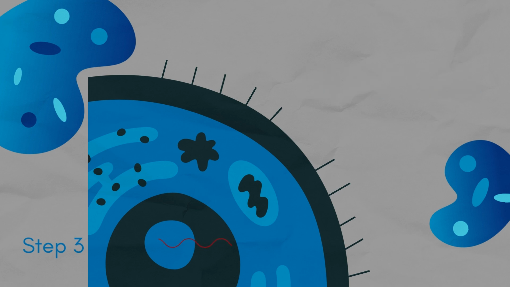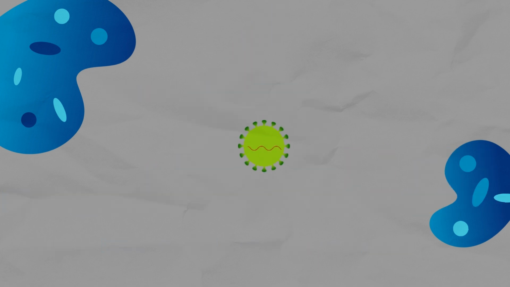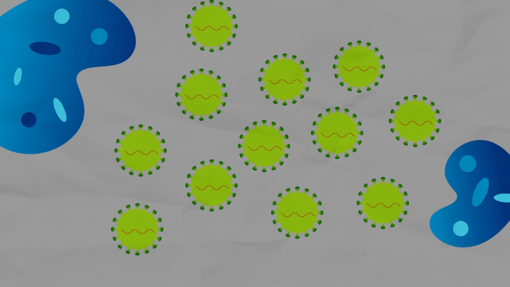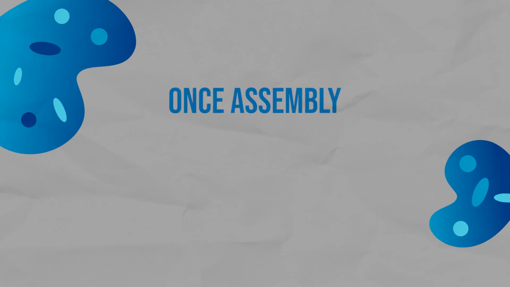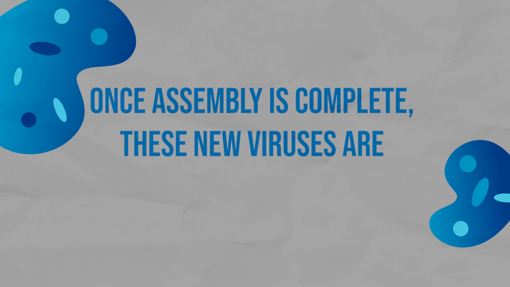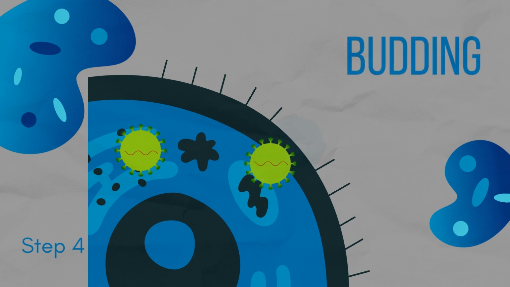With the viral genetic material, DNA or RNA, now inside the host cell, the virus hijacks the cell's machinery to replicate its genetic material and synthesize viral proteins. This stage is like a covert operation where the virus discreetly uses the host cell to make copies of itself. New viral particles are assembled from the replicated genetic material and synthesized proteins. Once assembly is complete, these new viruses are ready to leave the host cell. They exit either by bursting the cell open, called lysis, or by budding off the cell membrane, a less destructive method that allows the host cell to survive longer.